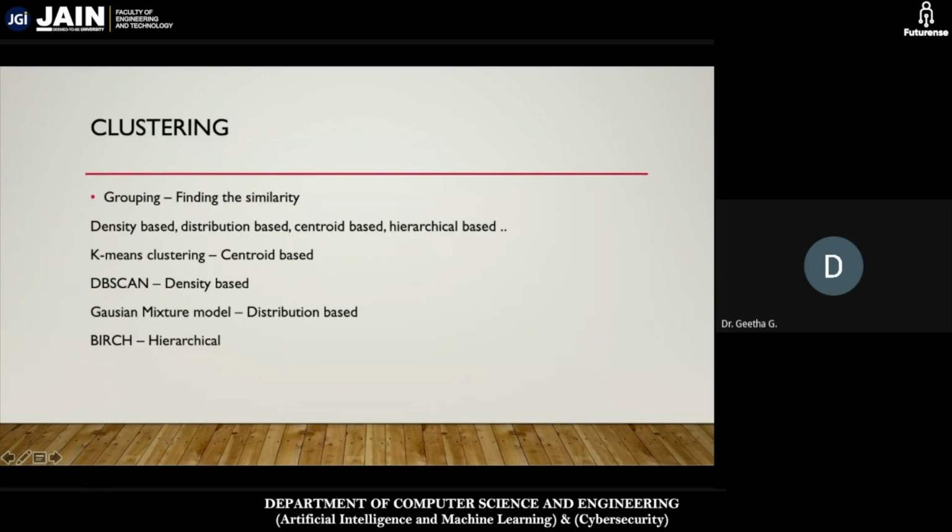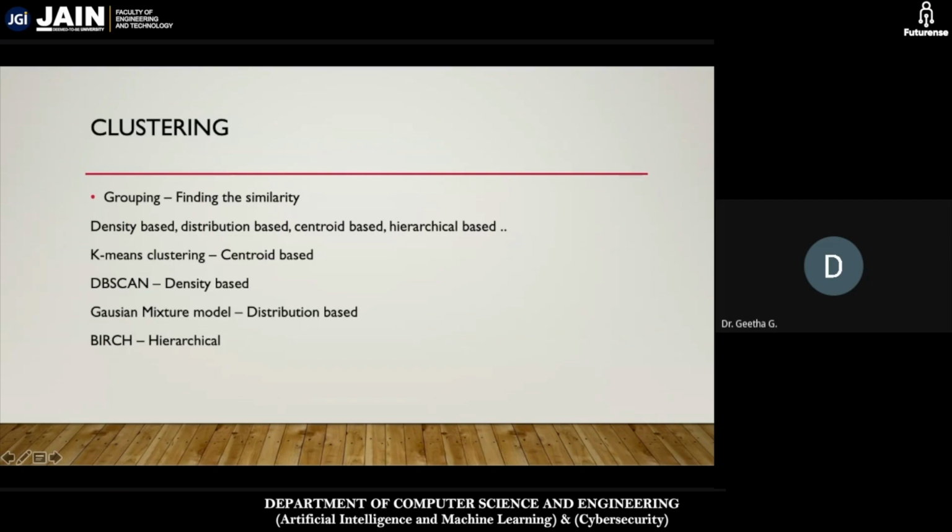Next is very interesting, which is clustering. Clustering, in other words, we call it grouping. So when do we go for clustering? Whenever we want to find the similarity, then we go for clustering. And clustering is a very complex concept. There are different techniques which are being used, like centroid-based, density-based, distribution-based, hierarchical-based. So there are different techniques available to solve a clustering problem.